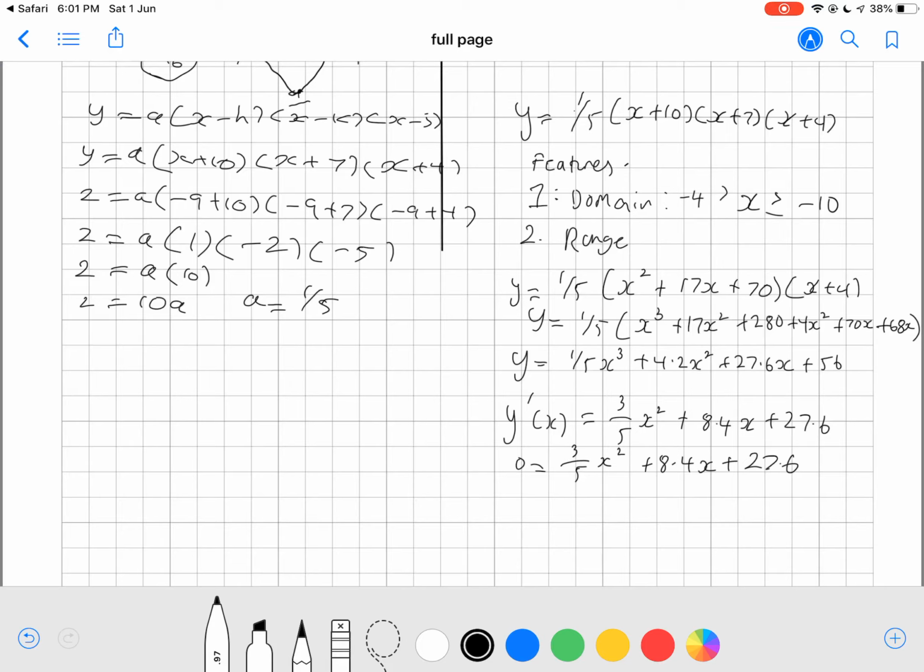If you put this into your graphics calculator, you go menu, equation, f2 polynomial, and we'll say degree of 2. Then we just enter our values, so 3/5, 8.4, and 27.6. And you should be getting x equals negative 8.73, or x equals negative 5.27. So these are our x values.